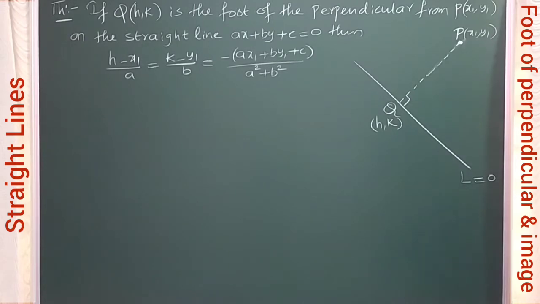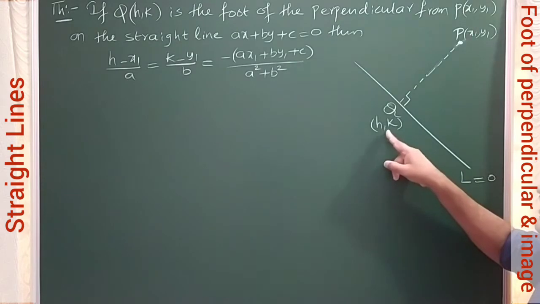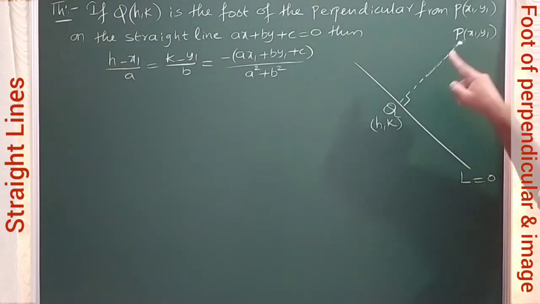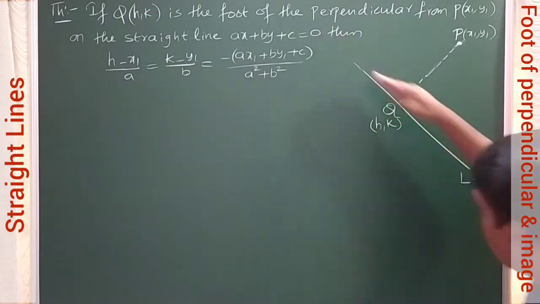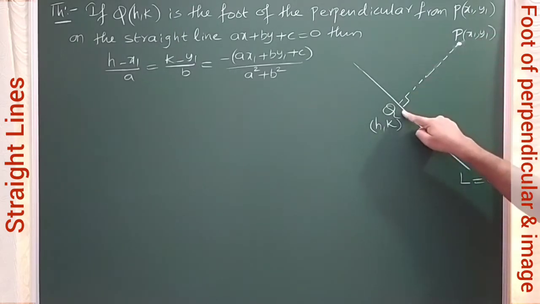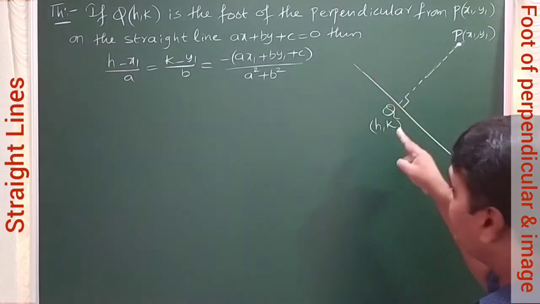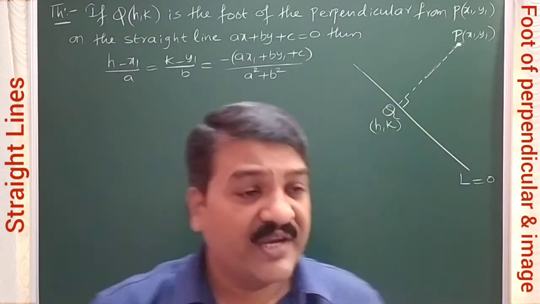The next theorem: if Q(h, k) is the foot of the perpendicular from P(x1, y1) on the line ax plus by plus c is equal to 0, I am taking the line ax plus by plus c equal to 0 as L equal to 0. So the foot of the perpendicular drawn from this point to the line is Q(h, k). To find this foot of the perpendicular, this is the formula which we are going to derive now.